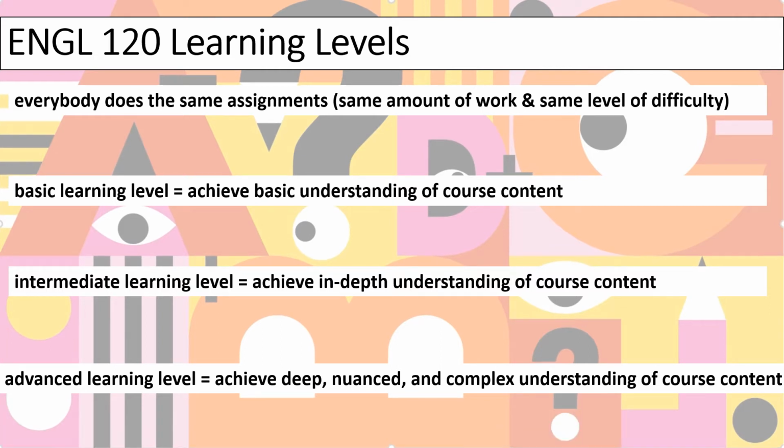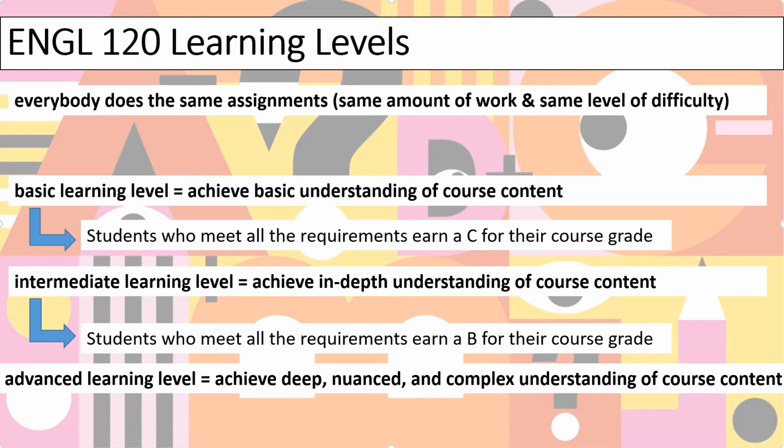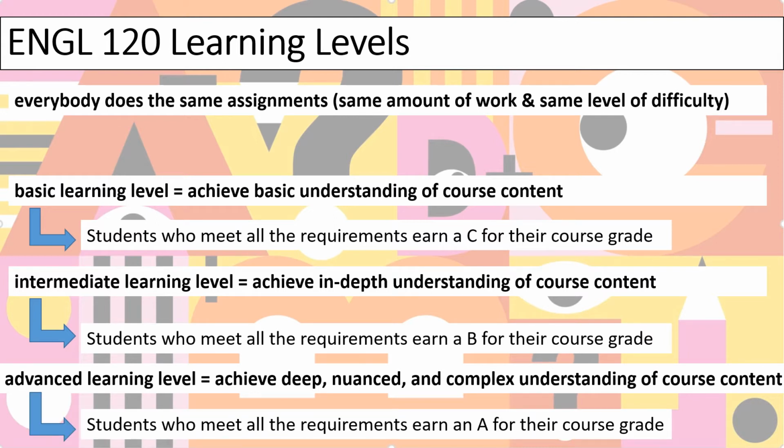Each of the learning levels also provides different opportunities in terms of the final course grade that you can earn upon completion of the course. Students who meet all of the requirements for the basic learning level will earn a course grade of C. Students who meet all of the requirements for the intermediate learning level will earn a course grade of B, and students who meet all of the requirements for the advanced learning level will earn an A for their course grade.